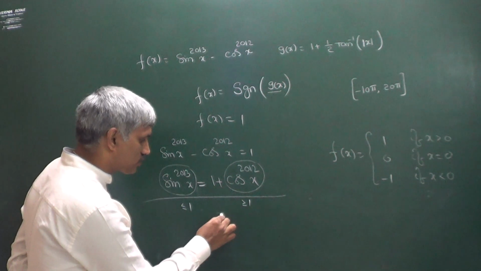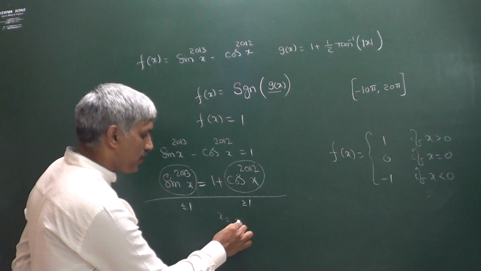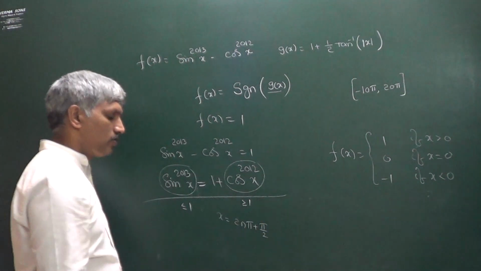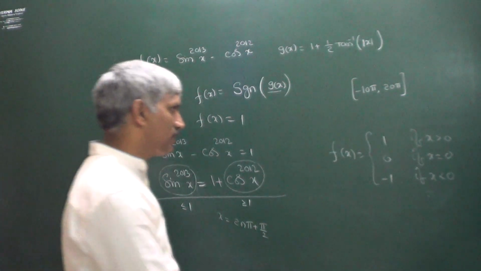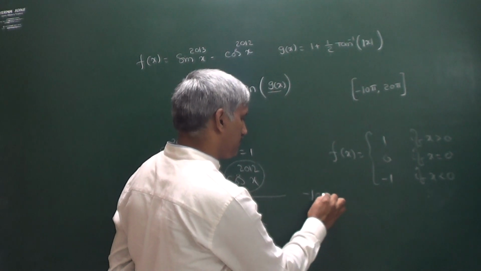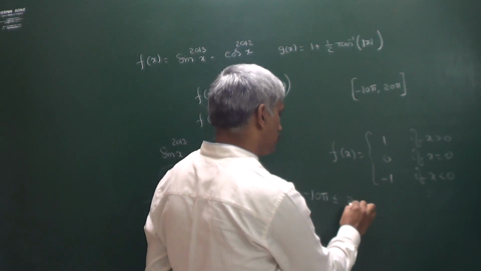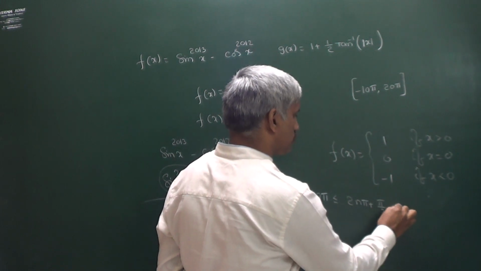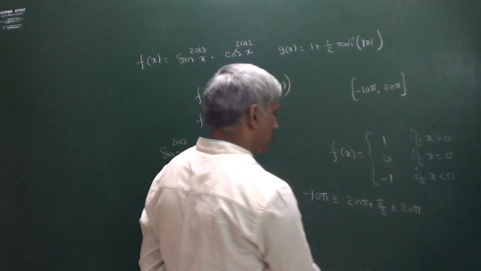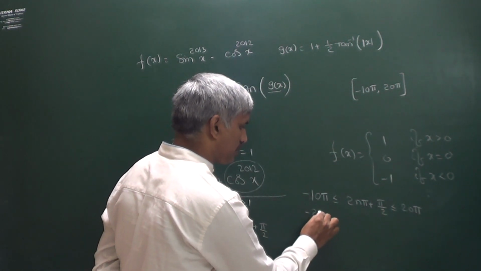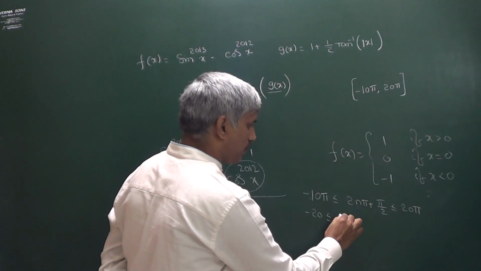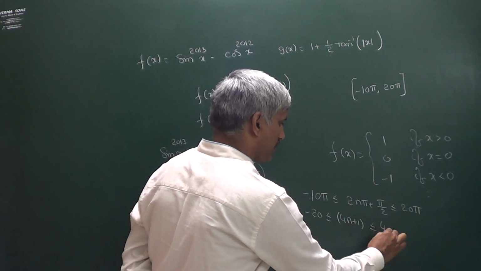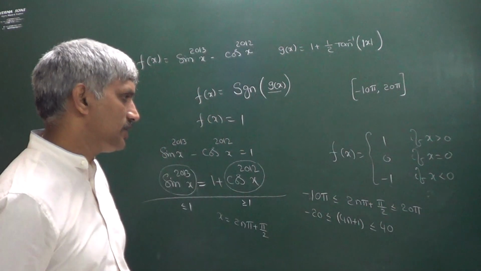And sin x equal to 1 you will get in case of 2n pi plus pi by 2. That means we can say minus 10 pi less than or equal to 2n pi plus pi by 2 less than or equal to 20 pi. Now I can write this as minus 20 less than or equal to 4n plus 1 less than or equal to 40. Throughout the inequality, pi cancelled and taken LCM.